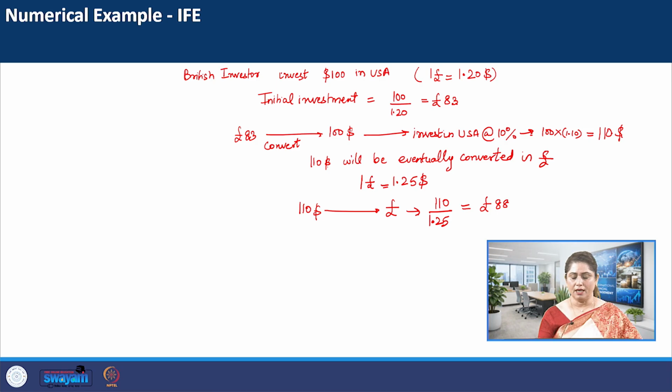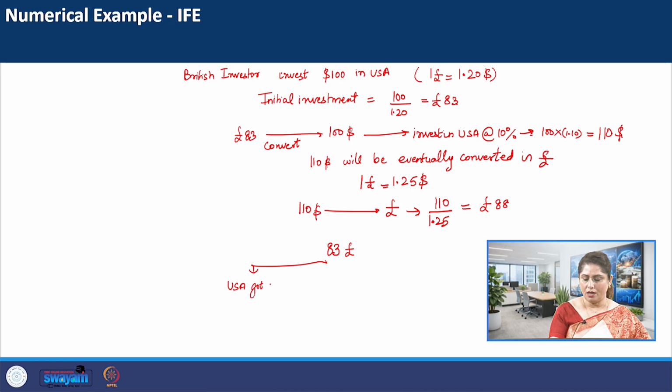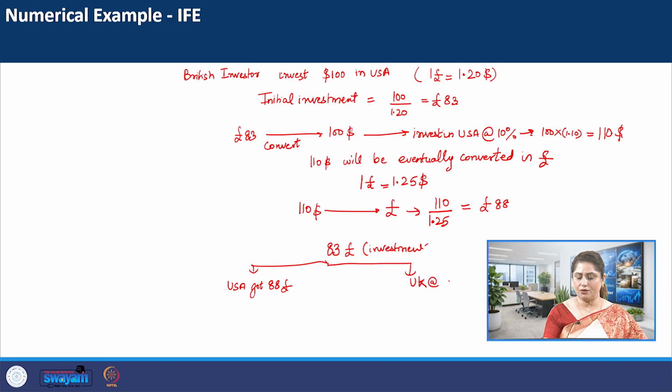So that means if he invested $100, and if we consider it in terms of pounds, he invested 83 pounds in USA and he got 88 pounds. Now this is his investment. Now let us say he invested the same amount, 83, in his own country, that is UK, at a rate of 8%. What would have been his gain?